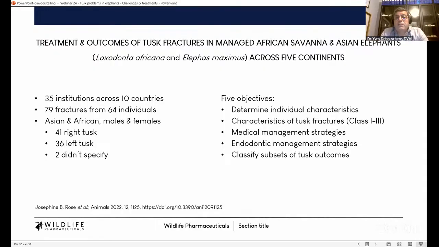There were 5 objectives they wanted to see. So they wanted to see individual characteristics. They wanted to see which fracture, which class of fracture it was, what was done with it, medical management strategies, endodontic management strategies, and then classify the subsets of the outcome. So what strategy has been done and what is the outcome.